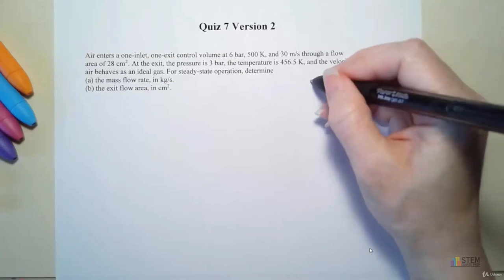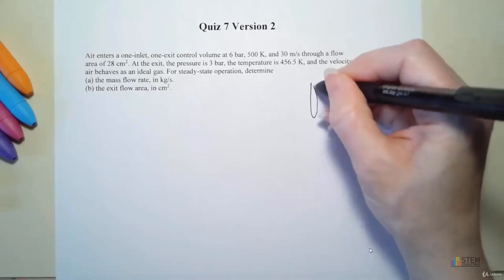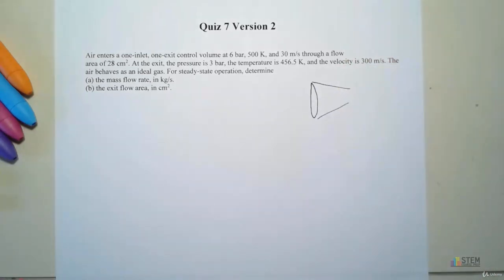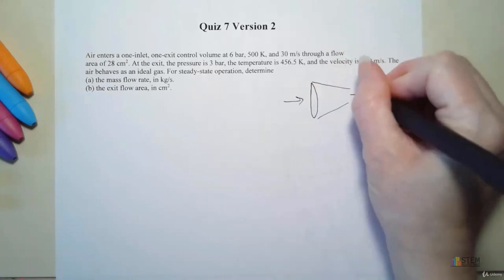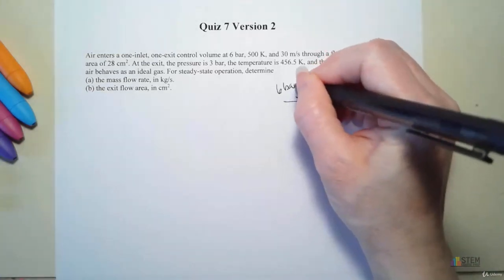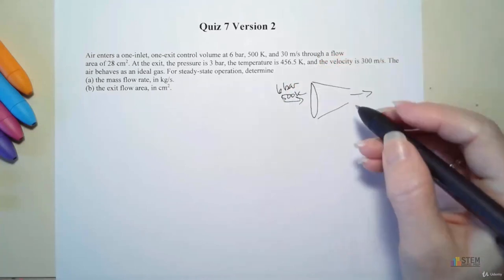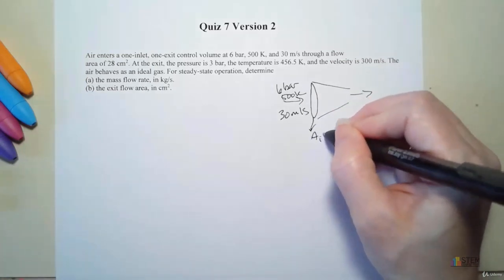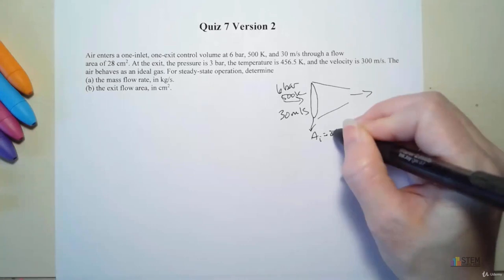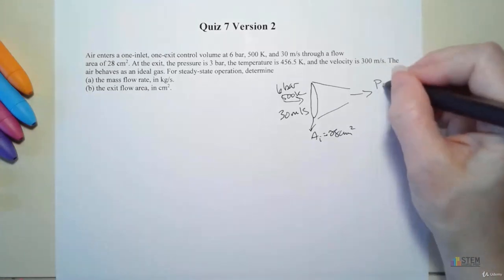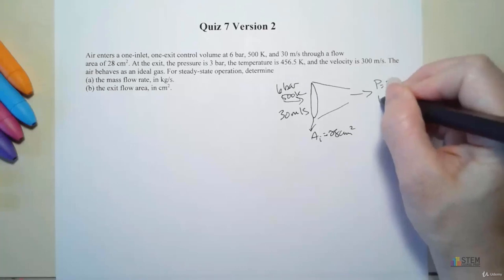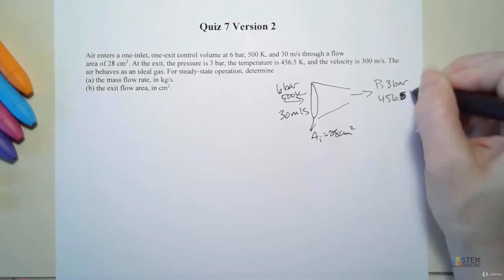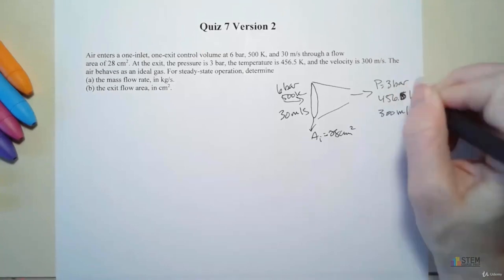So if we draw a picture of this, let's say it looks something like that. This will be our inlet, this is our exit. Here we've got 6 bar, our temperature is 500 Kelvin, a speed of 30 meters per second, and this area, called A_i, is 28 centimeters squared. At the exit, our pressure is now 3 bar, temperature is 456.5 Kelvin, and velocity has really increased to 300.